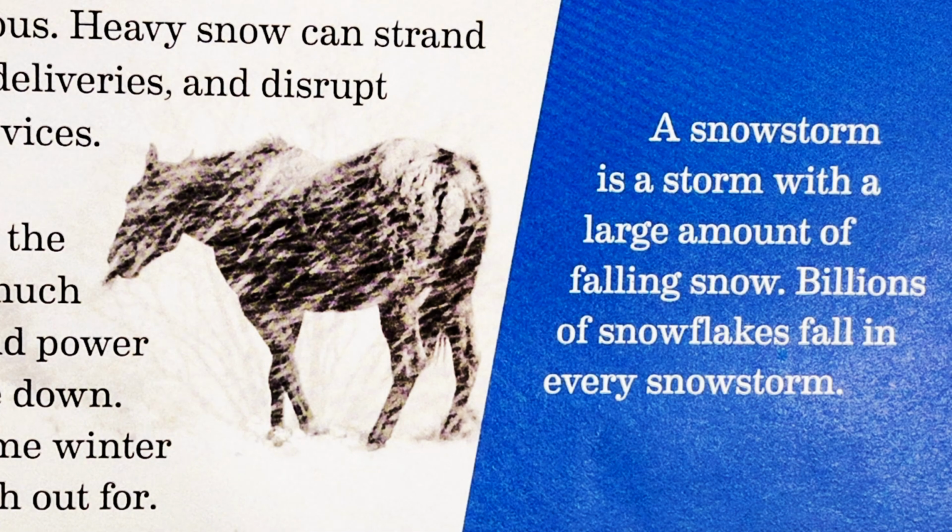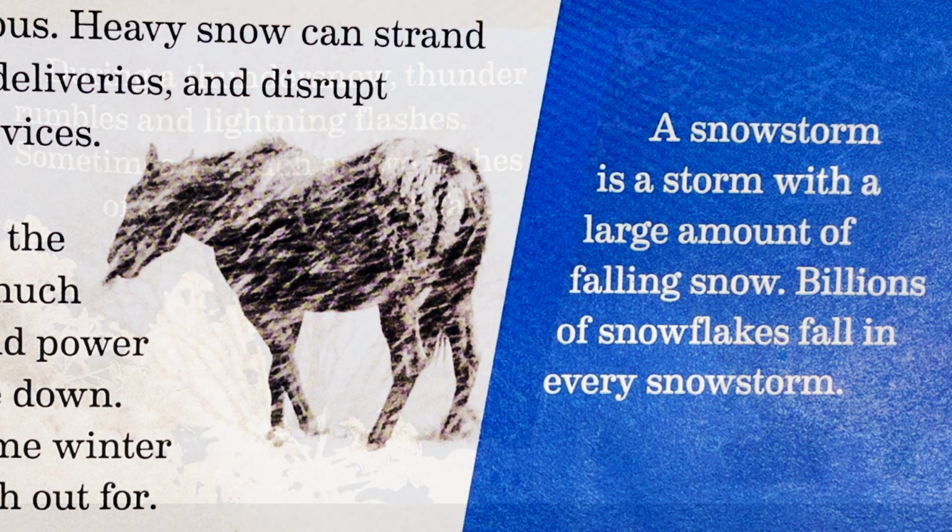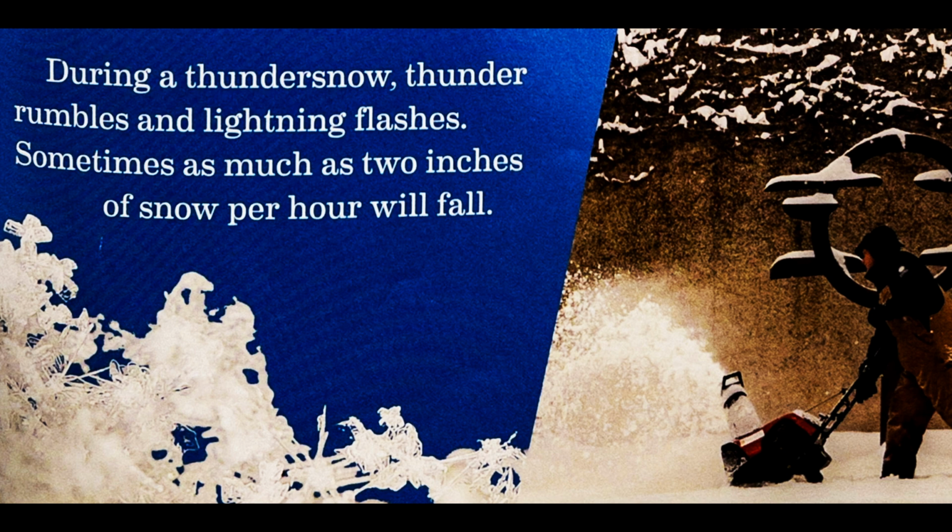A snowstorm is a storm with a large amount of falling snow. Billions of snowflakes fall in every snowstorm. During a thundersnow, thunder rumbles and lightning flashes. Sometimes as much as 2 inches of snow per hour will fall.